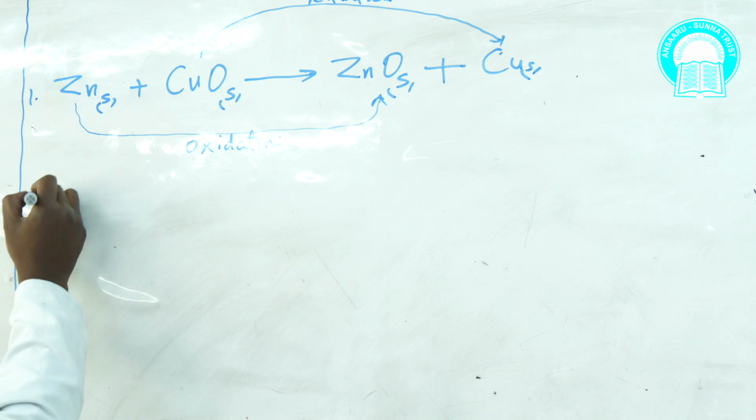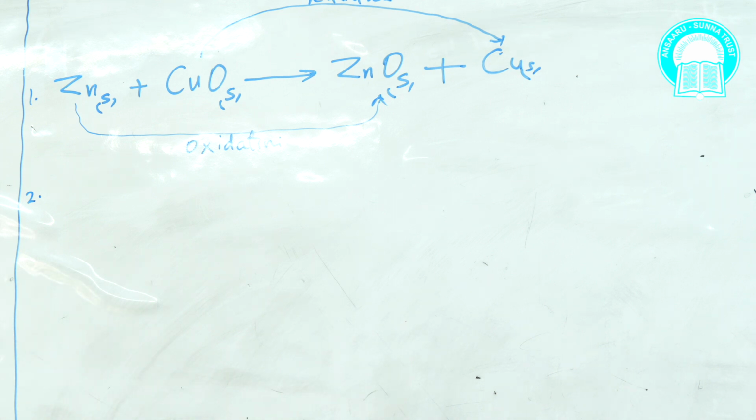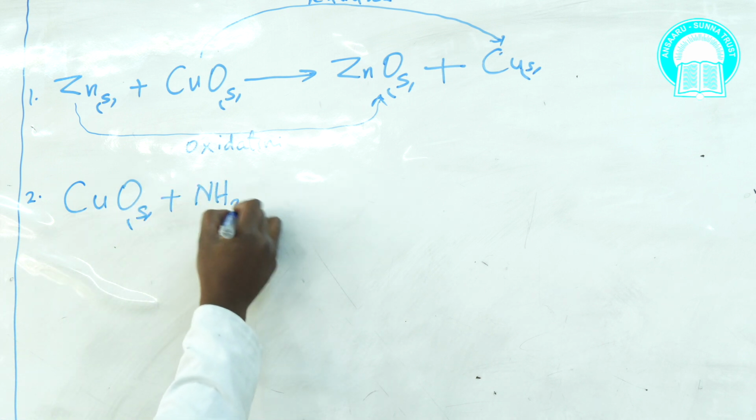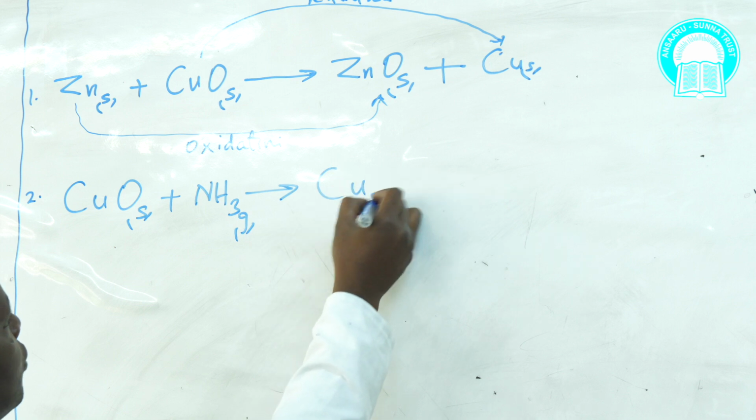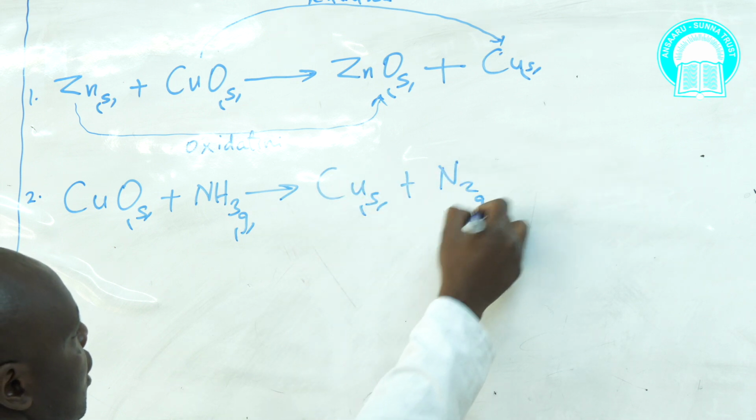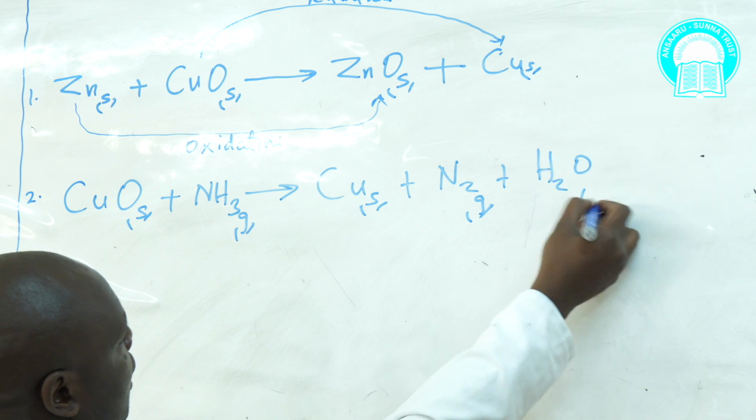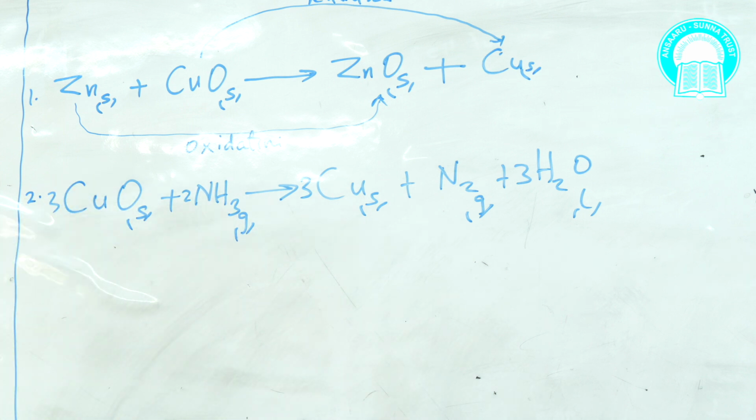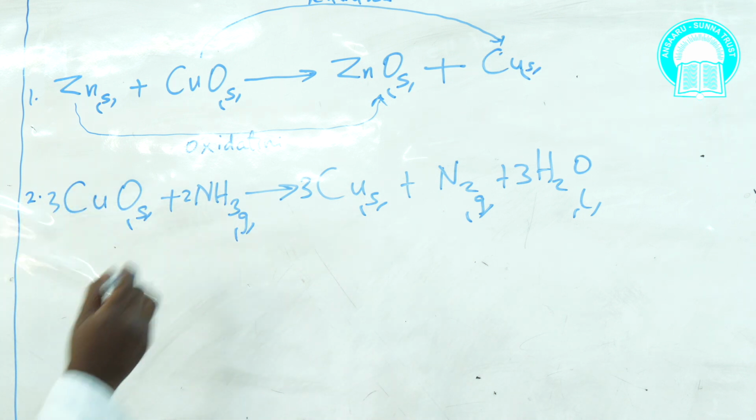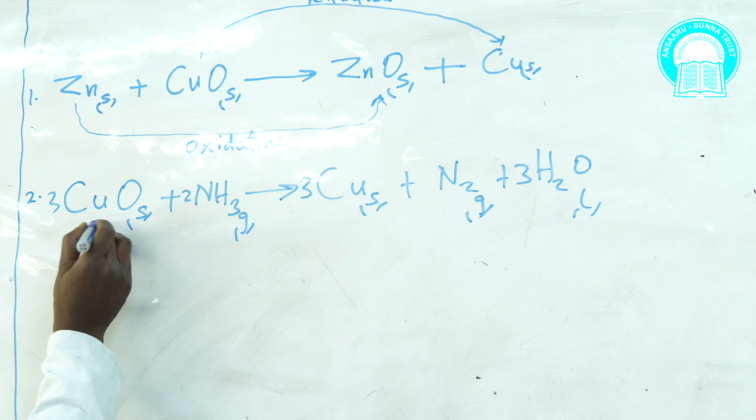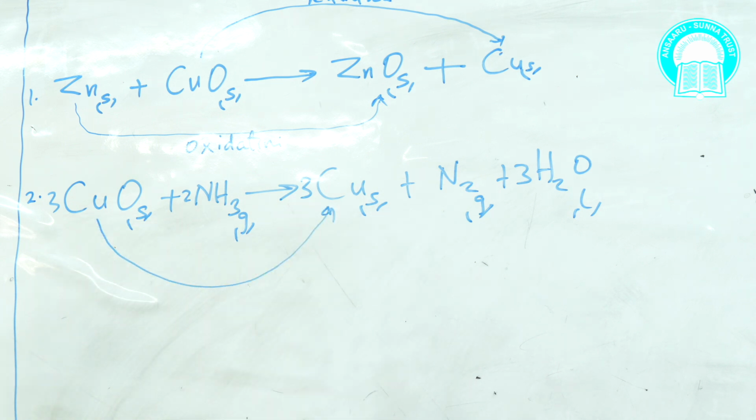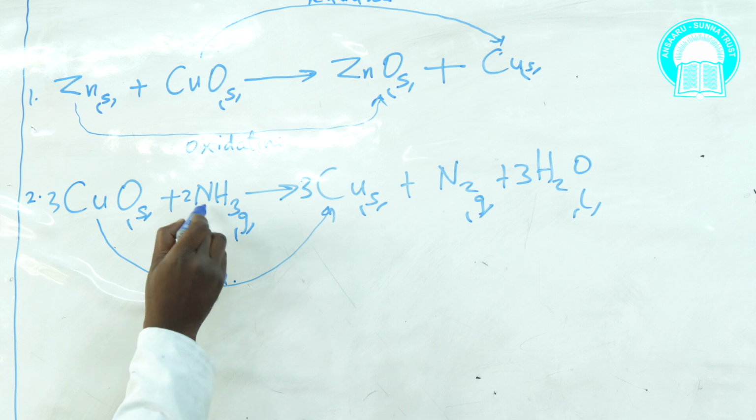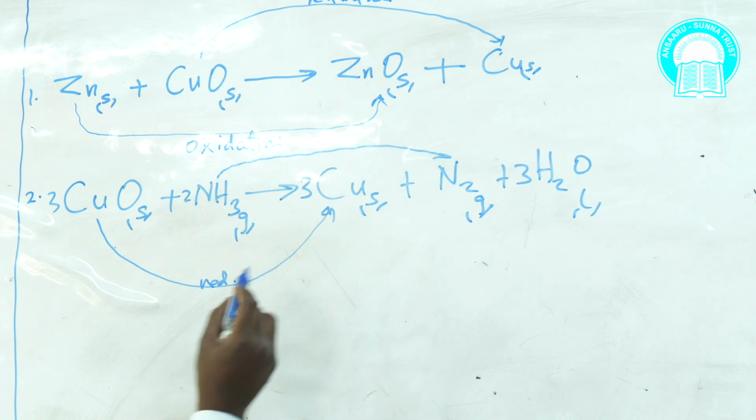Let's have another one where we have hydrogen being involved. We have copper 2 oxide reacting with ammonia gas to produce copper, nitrogen gas, and water. In that reaction, oxygen has been removed from copper. That one is reduction. But again, we see that ammonia has been oxidized to nitrogen gas.